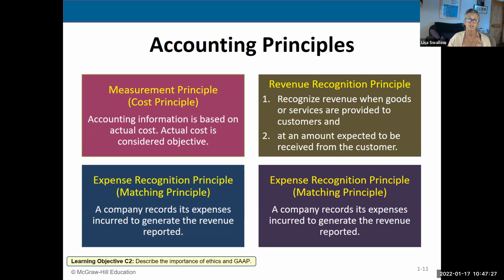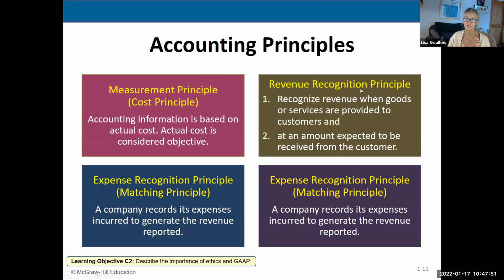But what the cost principle says is you don't go into your books and adjust that building for market value. You have to keep it at actual cost. So it's going to sit on my books at the $1 million as long as I hold on to it, regardless of what it becomes worth. Okay, cost principle, super important.